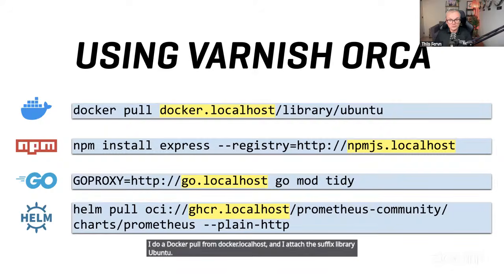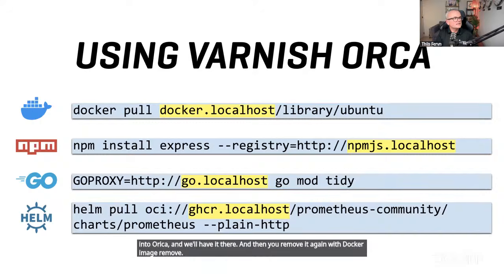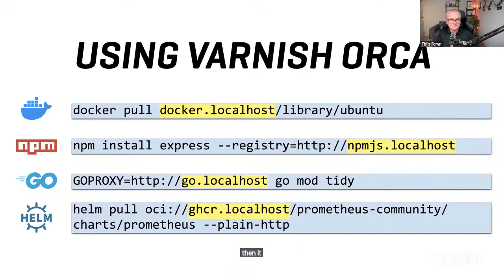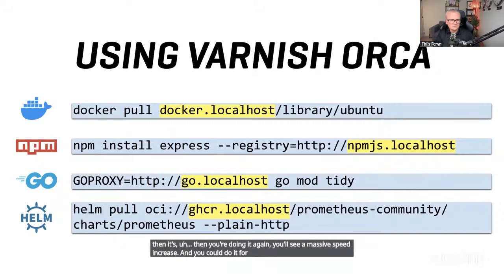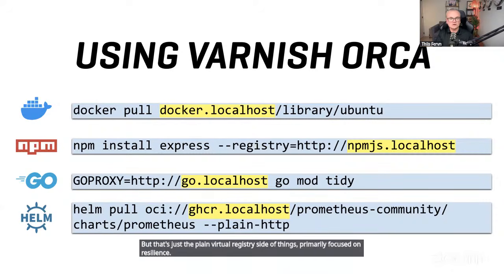And this will pull the Ubuntu image from the cloud, from the Docker Hub, into Orca, and we'll have it there. And then you remove it again with Docker image remove, and when you do it again, you'll see a massive speed increase. And you can do it for NPM, and you can do it for Go, and you can do it for Helm, and so on and so forth. But that's just the plain virtual registry side of things, primarily focused on resilience, performance, and observability.